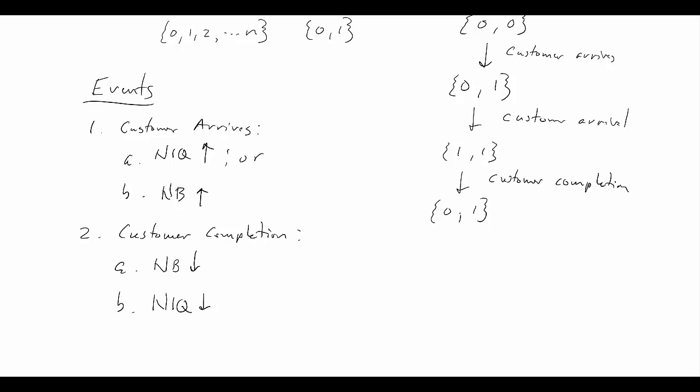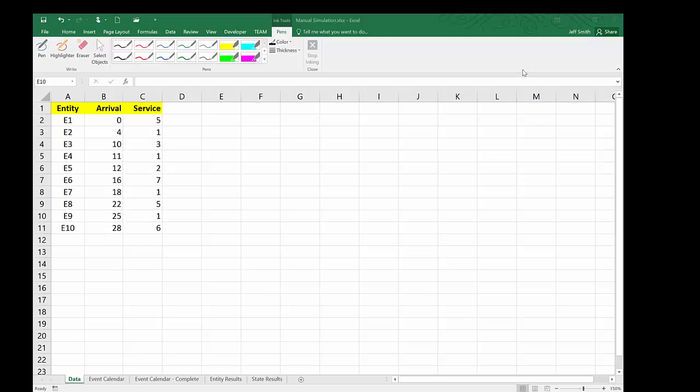And that state can only change when a new customer arrives or when a current customer completes service and departs the system. And so this is a distinct characteristic of discrete event simulation, in that the system state changes at discrete points in time. So let's look at an example of building the event calendar and doing a simulation manually.